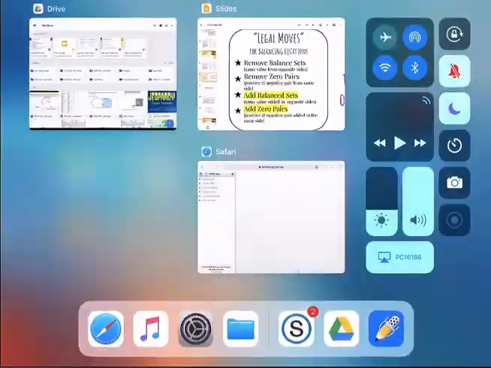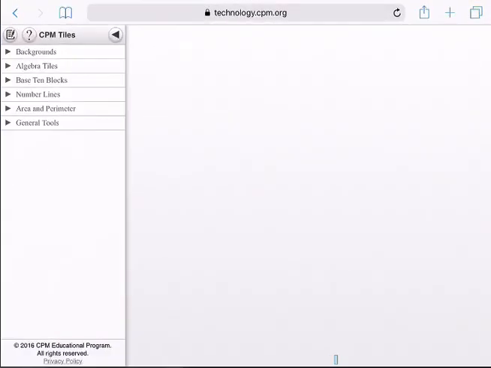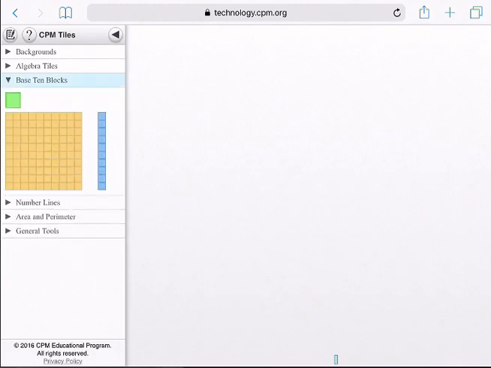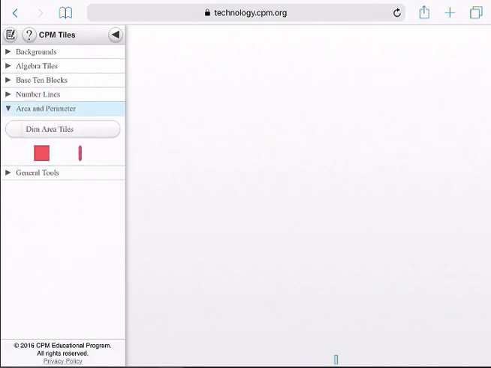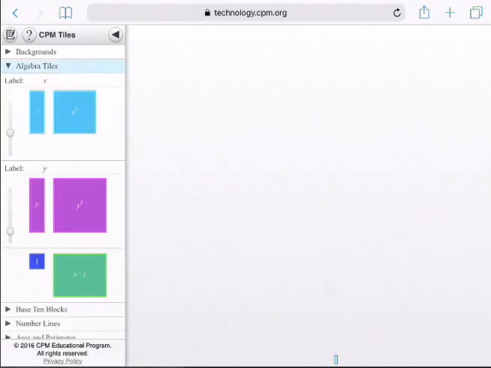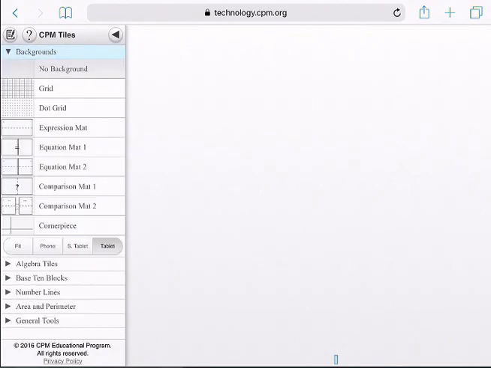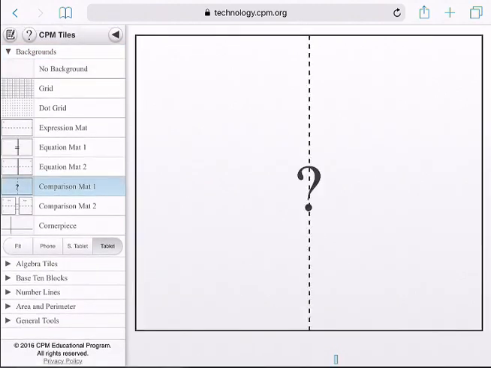Now we're going to look at what those actually look like with tiles. And I linked this in Schoology. It is CPM's e-tools for the tiles, and there is a whole bunch of different things that you can do with them. We've actually worked with the base 10 blocks before. They also have number lines, toothpicks and tiles with the area and perimeter. So all of these tools are on there. There are the algebra tiles, and then the backgrounds. We have been working with the comparison mat, so I'm going to use that.